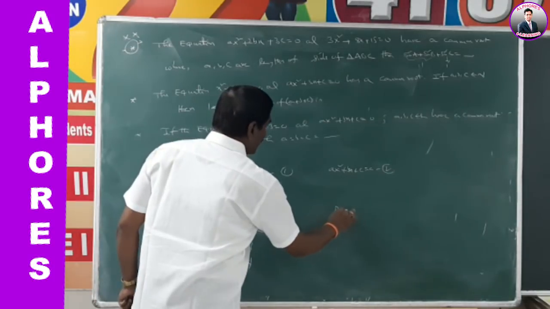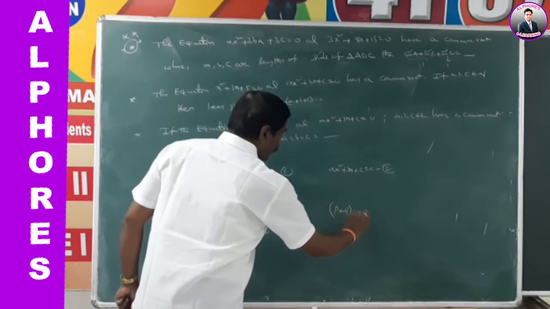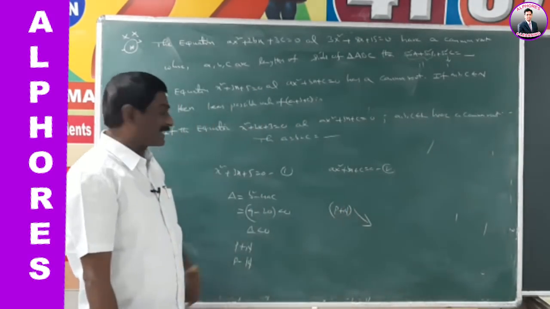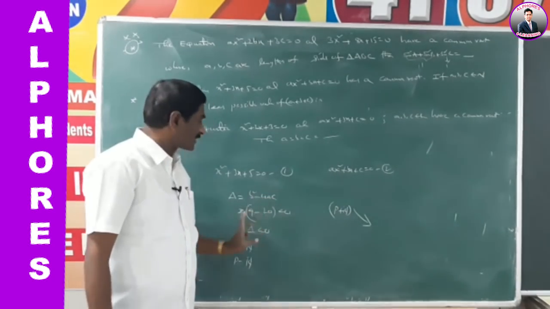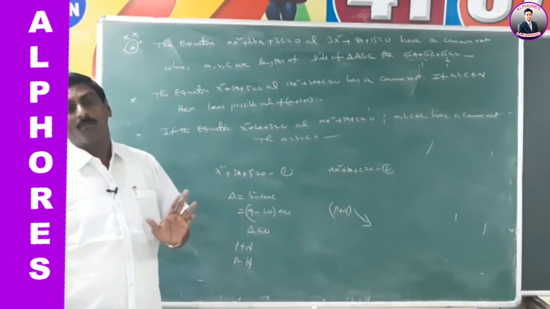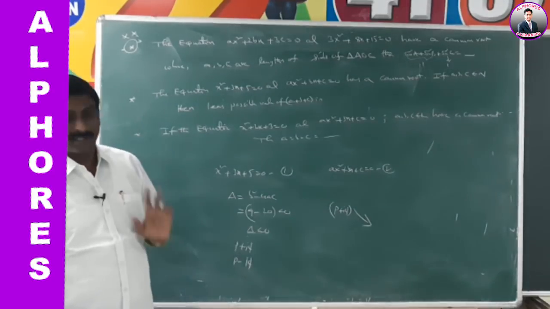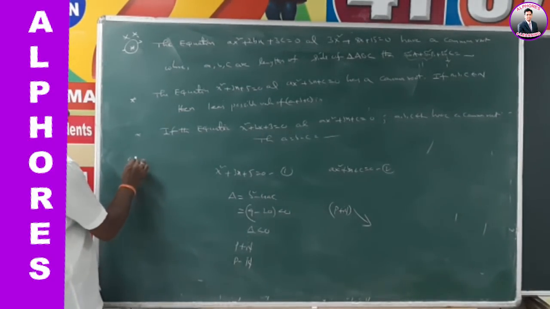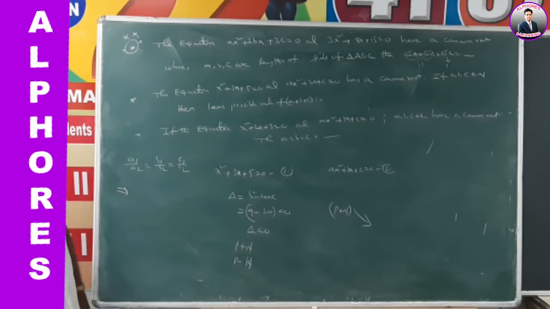Suppose p plus iq is one of the common roots. The other root must be p minus iq, since imaginary roots are obtained pairwise. That means both roots are in common. That means a1 by a2 is equal to b1 by b2 is equal to c1 by c2, or a2 by a1 is equal to b2 by b1 is equal to c2 by c1.